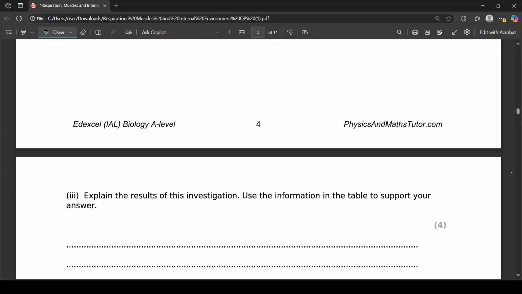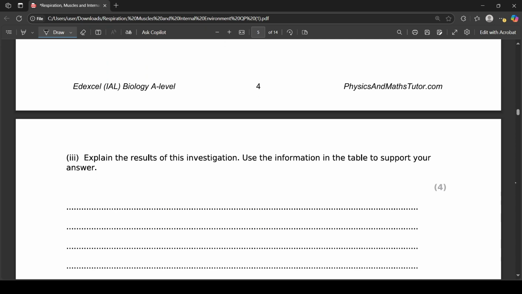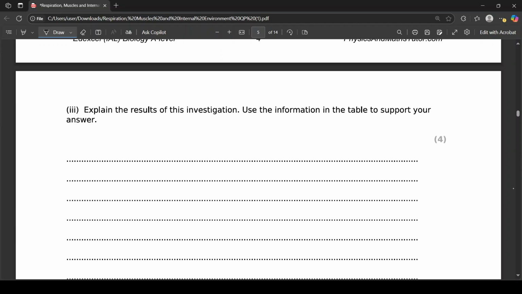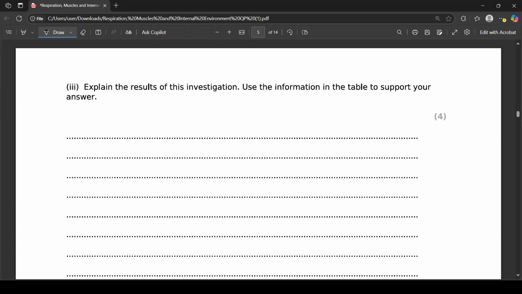Now we have to explain the results of this investigation using the information in the table. Basically the investigation is about the urine production per minute after injecting the salt solution in the carotid artery. So we have to explain what happens after injecting the salt solution.